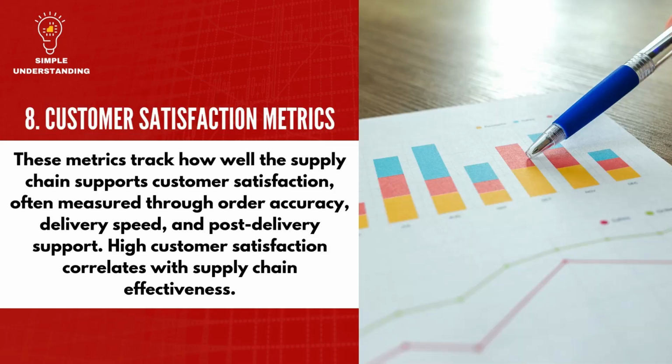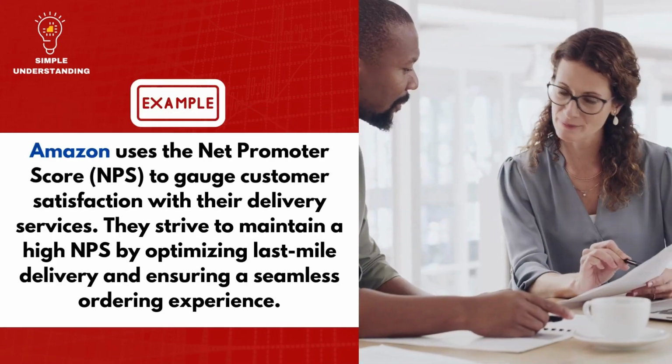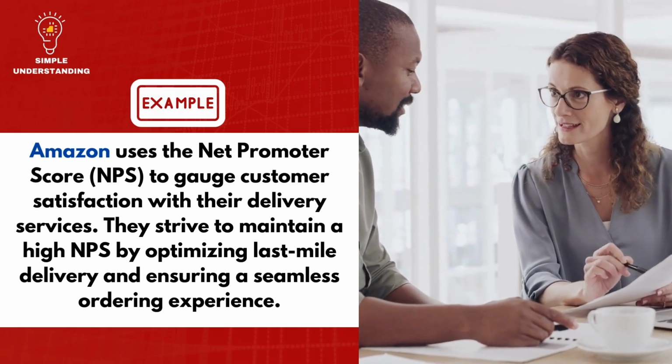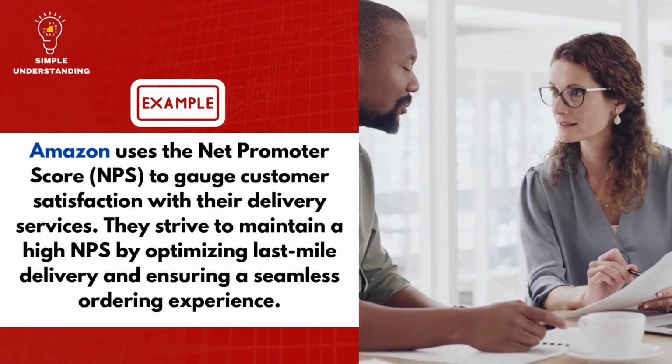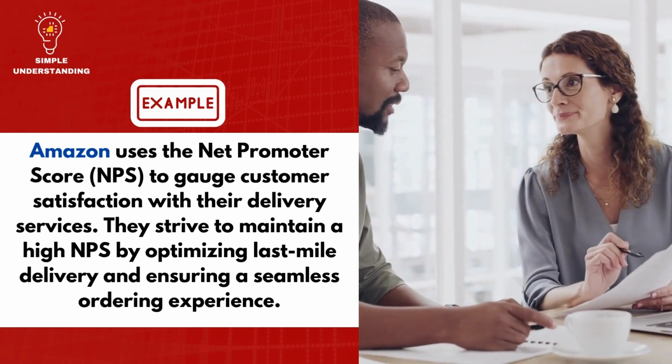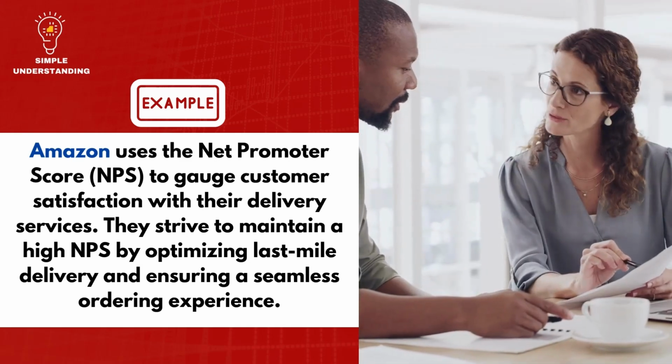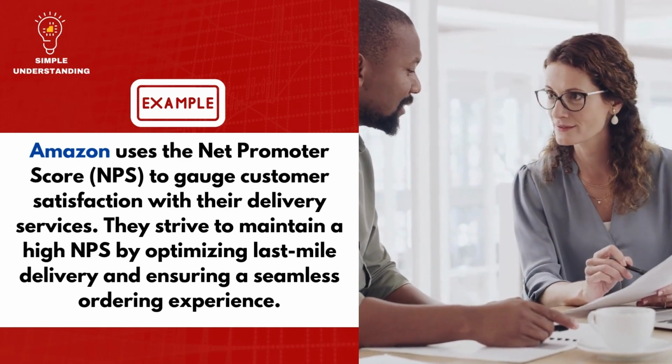8. Customer satisfaction metrics. Explanation. These metrics track how well the supply chain supports customer satisfaction, often measured through order accuracy, delivery speed, and post-delivery support. High customer satisfaction correlates with supply chain effectiveness. Example: Amazon uses the Net Promoter Score, NPS, to gauge customer satisfaction with their delivery services. They strive to maintain a high NPS by optimizing last-mile delivery and ensuring a seamless ordering experience.